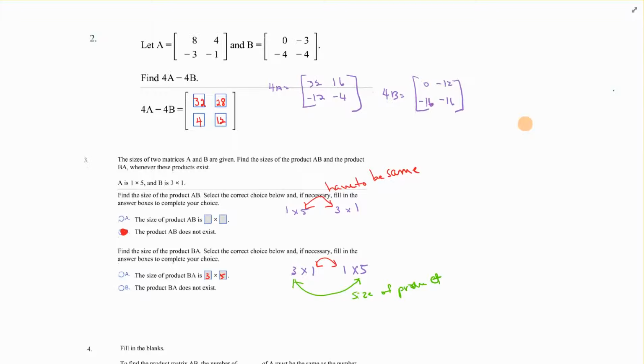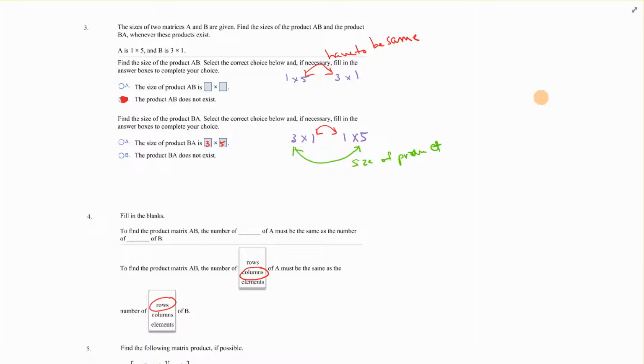Number two gives you two matrices and says subtract 4 of these minus 4 of these. So I did that in 2 steps and did it by hand and multiplied this one by 4 and got this, and this one by 4 and got this. Then I subtracted these, so 32 minus 0 is 32. 16 minus a negative 12 is 28. Negative 12 minus a negative 16 gives you positive 4, and negative 4 minus a negative 16 gives you a positive 12. So just be careful on your signs when you're doing the subtraction.